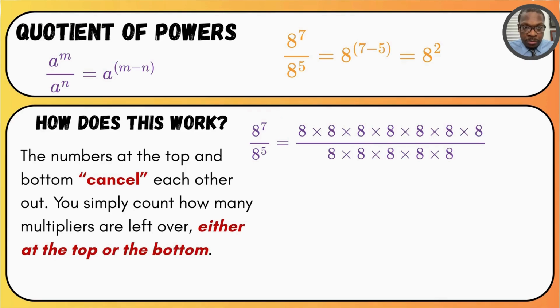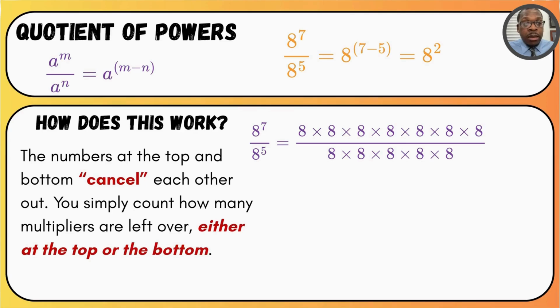So our previous example, 8 to the 7th divided by 8 to the 5th. Well, 8 to the 7th means you multiply 8 7 times. Multiply 8 times 8 times 8 times 8 times 8 times 8 times 8. And at the bottom, 8 to the 5th power, where you multiply 8 5 different times.